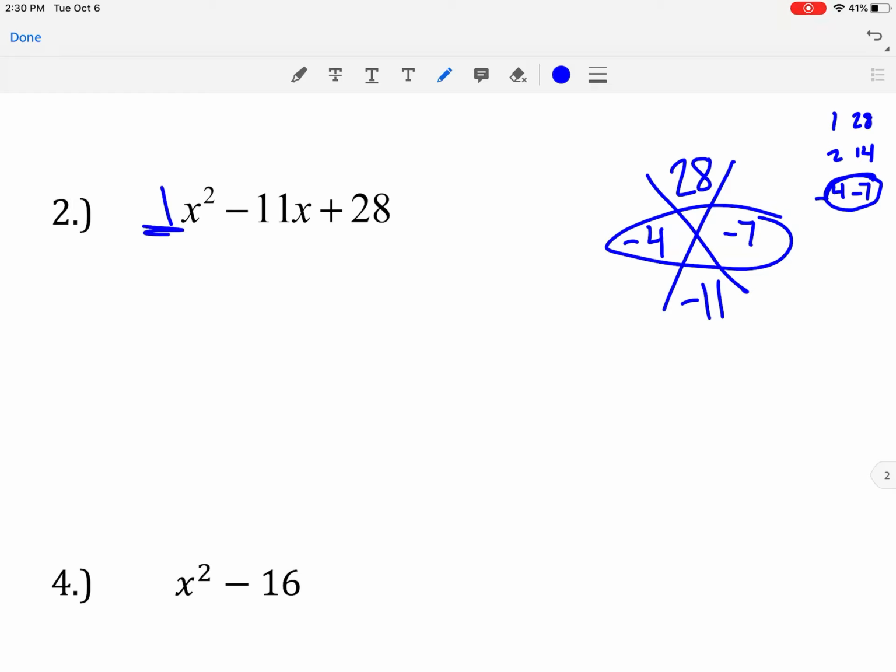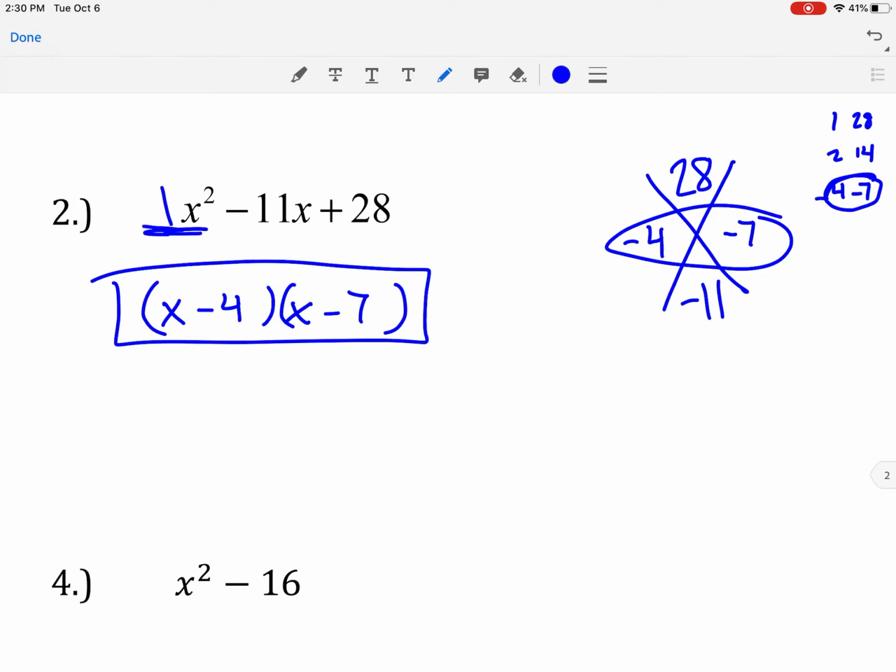So remember, since a equals 1, I can skip all the way down to my final answer, because I know this first term comes from doing x times x, and my other terms are going to come from those two numbers that I circled, negative 4 and negative 7. And there's my final answer.